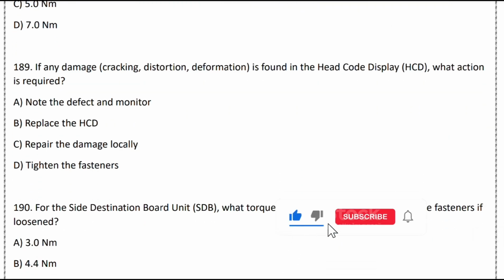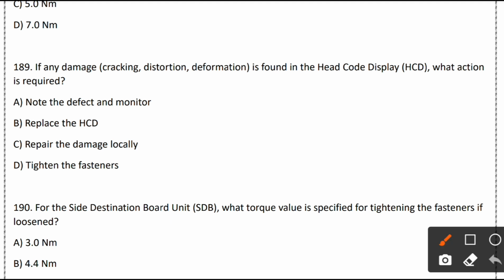189. If any damage is found in the head code display, what action is required? A. Note the defect and monitor. B. Replace the HCD. C. Repair the damage locally. D. Tighten the fasteners. The correct answer is B. Replace the HCD.